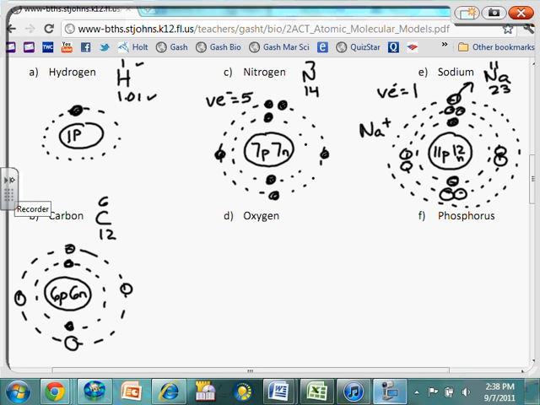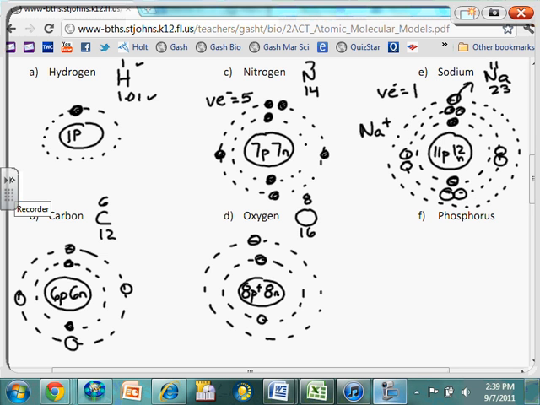Well, let's do oxygen. Oxygen's atomic symbol is O. The atomic number is 8. The atomic mass is 16. It rounds to 16. So that means in the nucleus we've got 8 protons, and then we also have 8 neutrons, since 16 minus 8 gives us 8. In the first electron shell, we've got 2 electrons, but we need 6 more to give us 8.